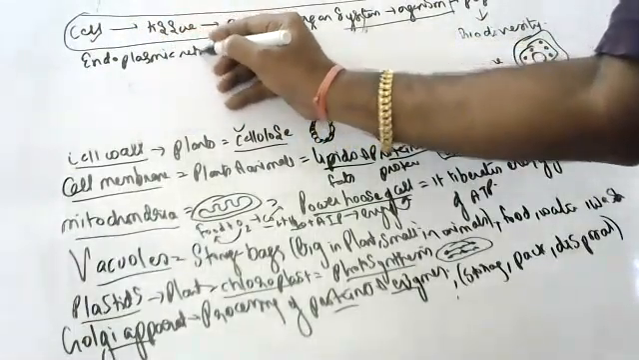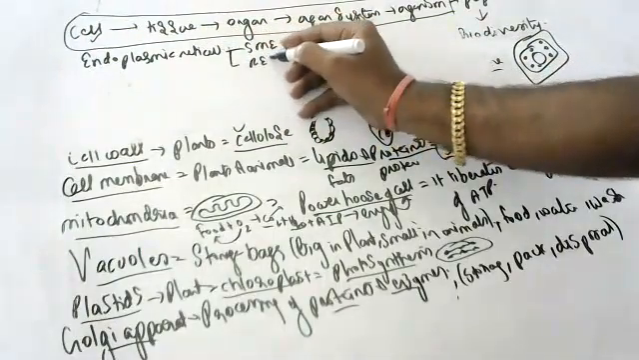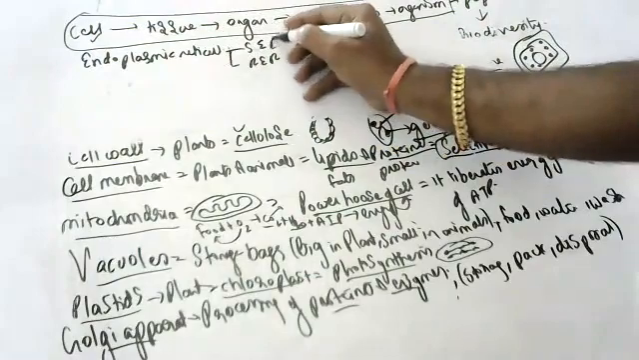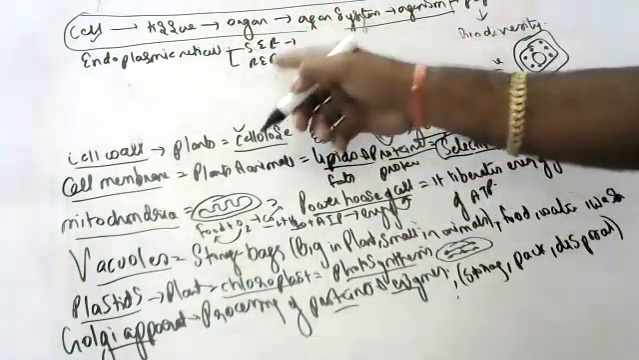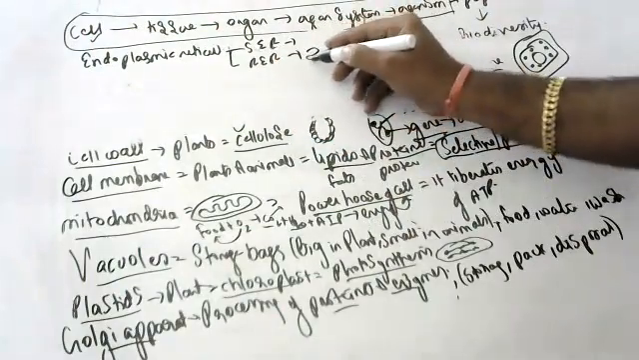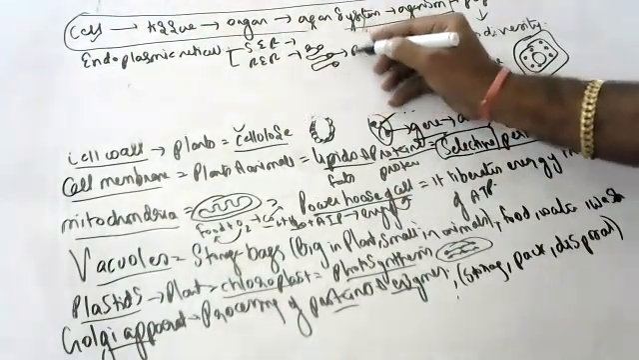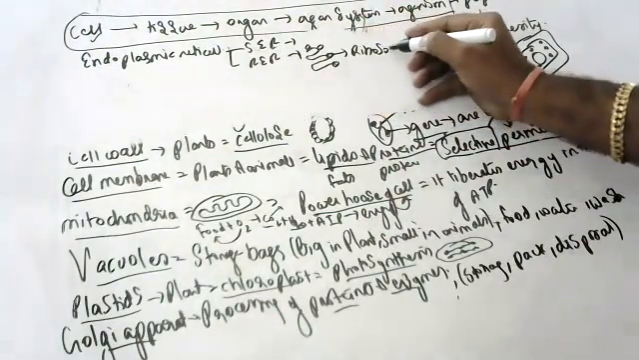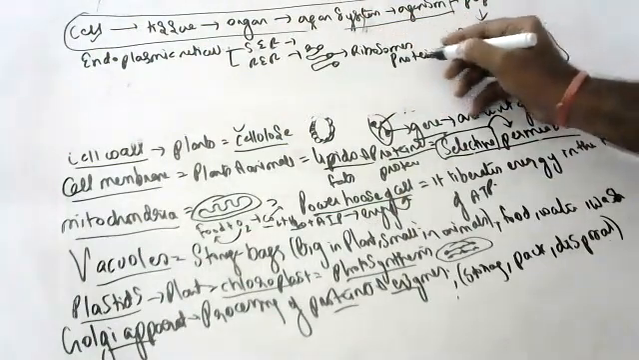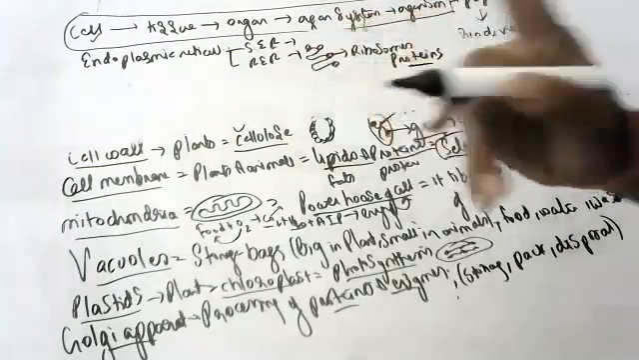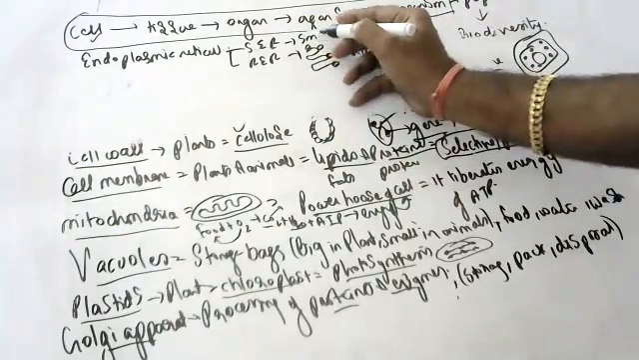Endoplasmic reticulum is of two types, children. One is smooth endoplasmic reticulum and one is rough endoplasmic reticulum. Rough endoplasmic reticulum means it has ribosomes attached to it. Ribosomes are also cell organelles. Ribosomes help in preparation of proteins in our body. Smooth endoplasmic reticulum doesn't have ribosomes, so it is smooth. That's all.